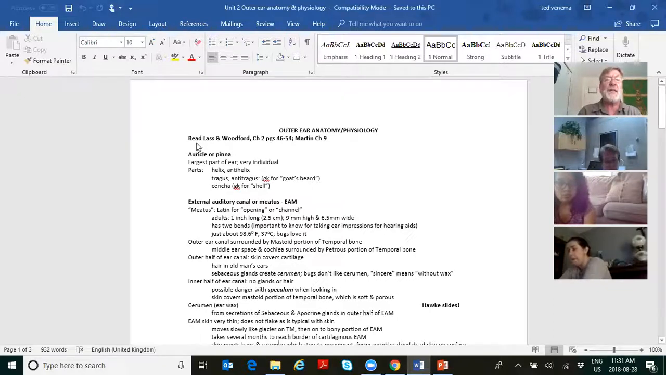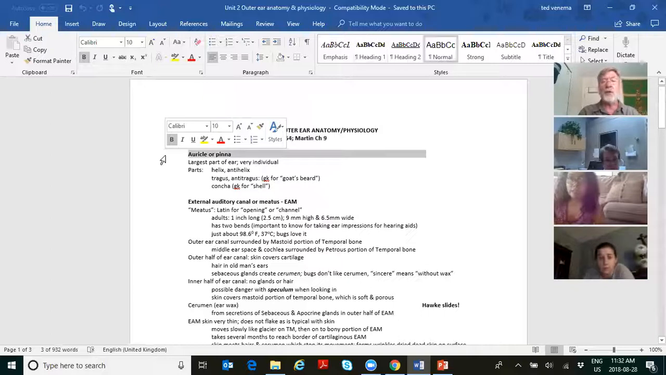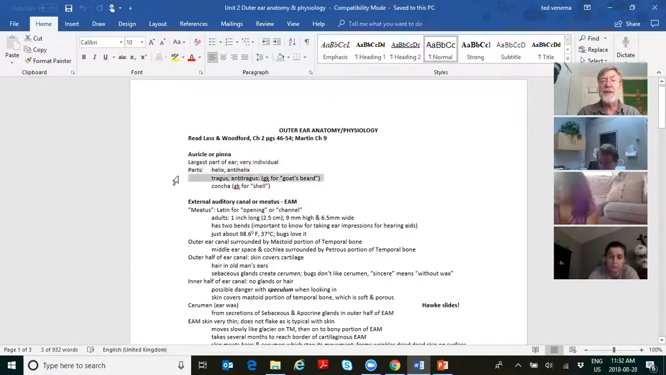Here's your readings for the outer ear. We're covering today the outer ear anatomy and physiology. Remember, the anatomy is what it is, physiology is what it does. Anatomy is the form, physiology is the function. Good. So now looking at the auricle or pinna, there's various parts to this, and that's what we're going to look at. Here's the parts: the helix, antihelix, the tragus, and the concha.